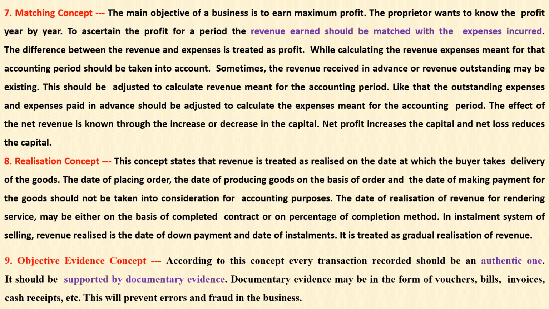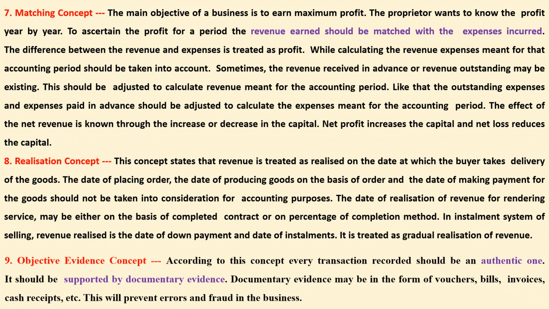While calculating the revenue, expenses meant for that accounting period should be taken into account. Sometimes the revenue received in advance or revenue outstanding may be existing. This should be adjusted to calculate the revenue meant for the accounting period only. This is more important. Like that, the outstanding expenses and expenses paid in advance should be adjusted to calculate the expenses meant for the accounting period.